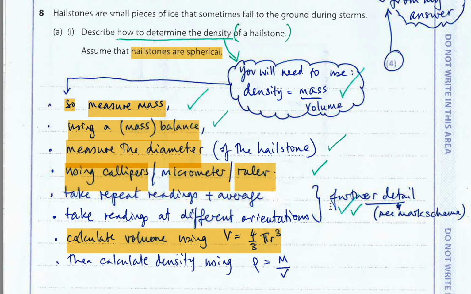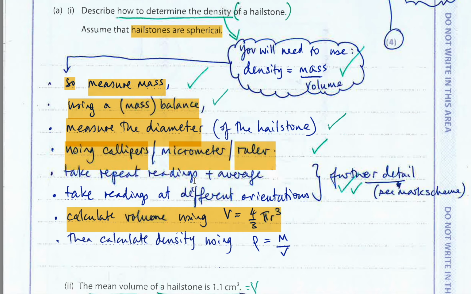They would give marks if you add further detail, for example, and you miss one of the points, like take repeat readings and averaging, or take readings at several different orientations, which is a common question in physics, because it may not be perfectly spherical, but we're assuming it is. So you don't have to do those. So the ones I've highlighted would easily make up your 4 marks.